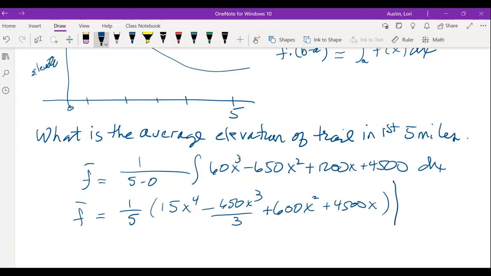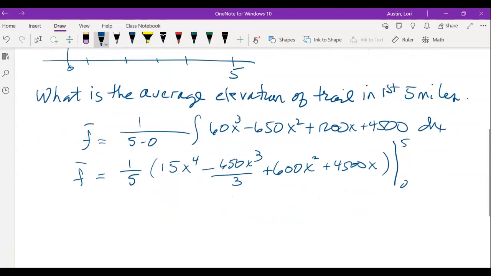And remember, this is a definite integral. Definite meaning we have a lower and upper bound. We're going from where? 0 to 5.